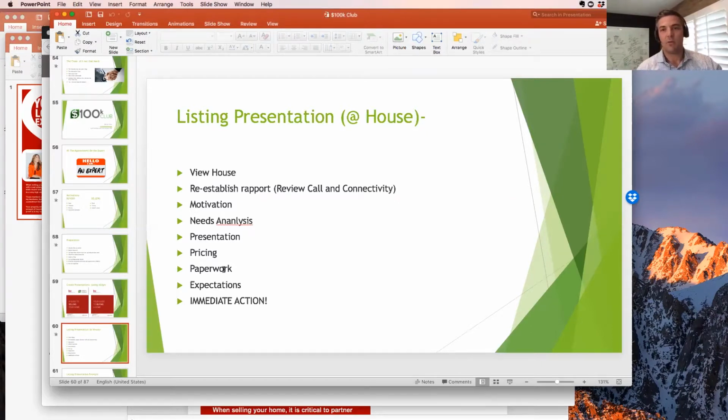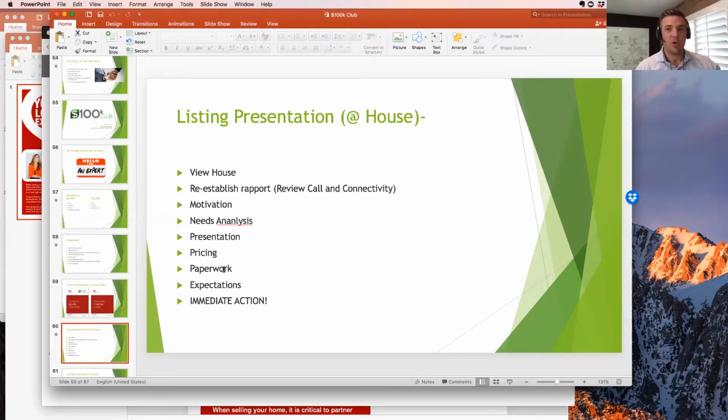Now, there are two real objectives to doing this. Number one is I want to see if there's anything about the house that's going to directly affect the pricing of the house that I've already predetermined of the actual value of the house.